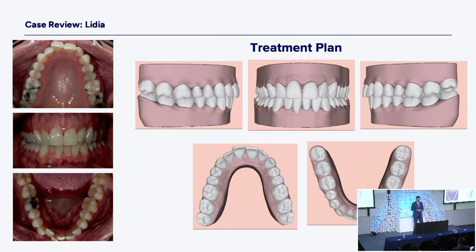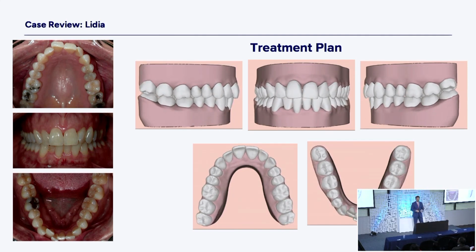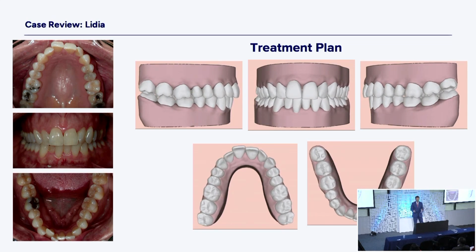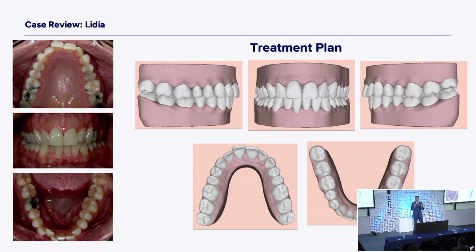That's why there's no IPR here. So no IPR, no attachments. We're going to let the back teeth go wider and the front teeth go forward. And then, of course, the lower follows it. I go from the upper arch to the lower. I tend to focus on what my diagnosis was.